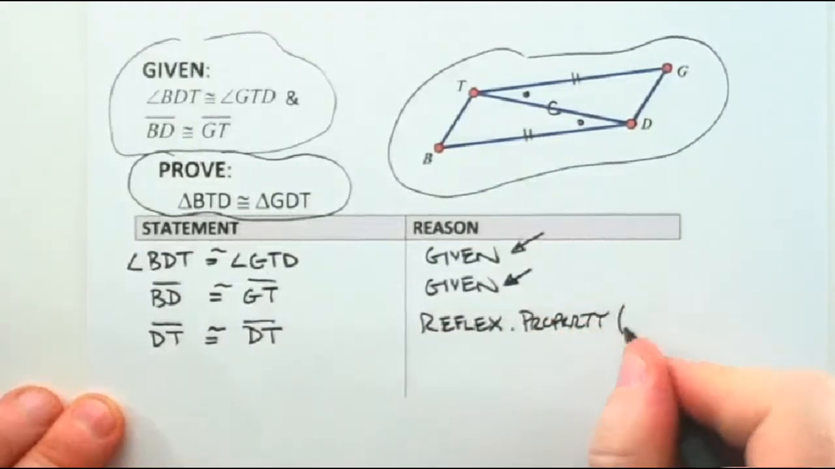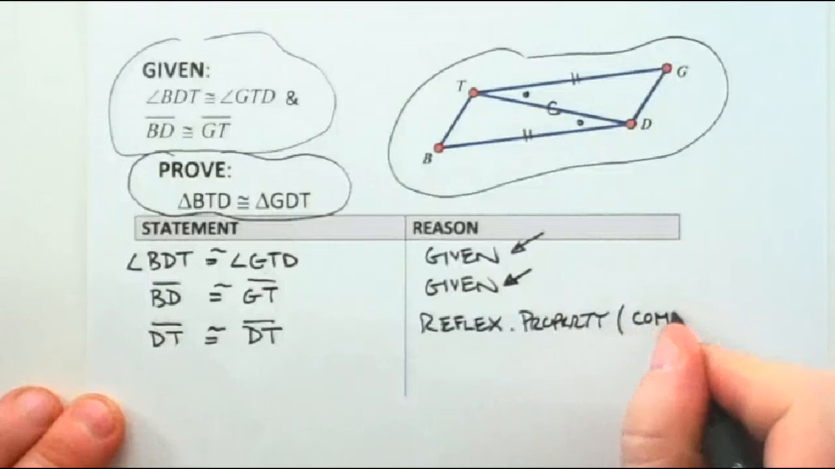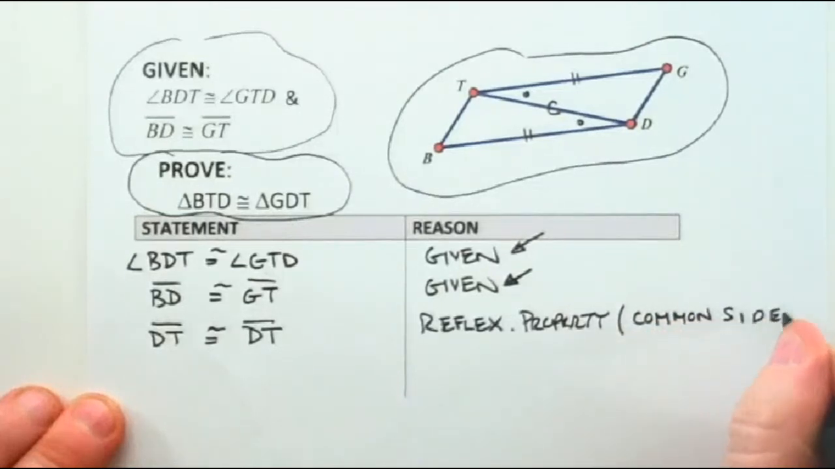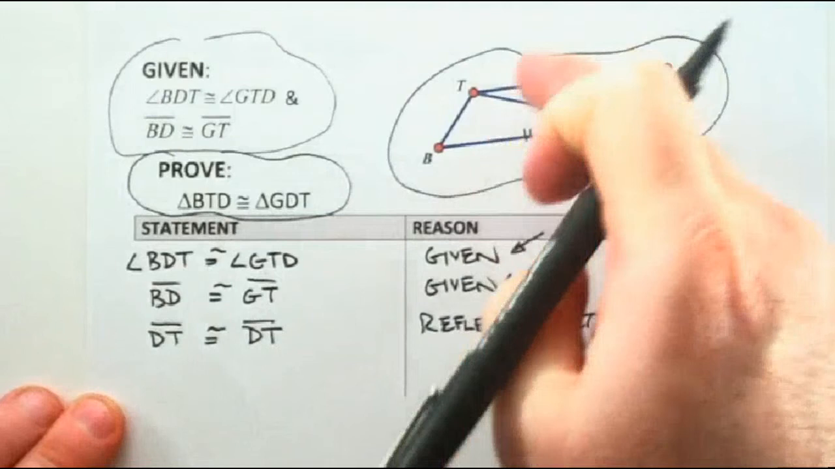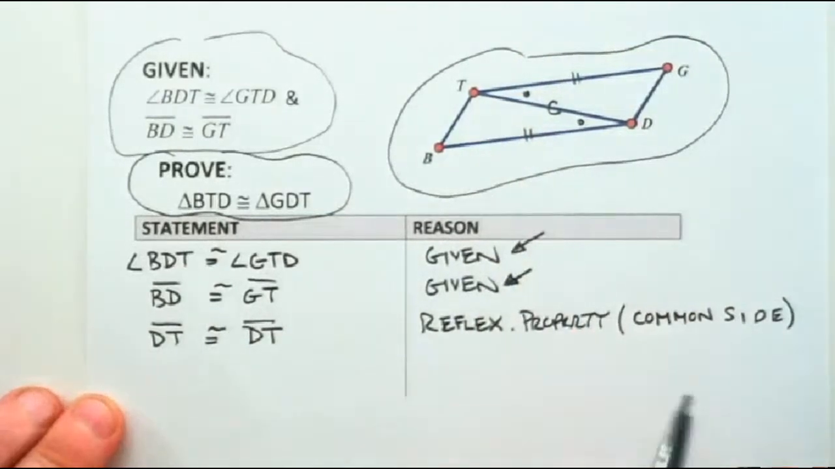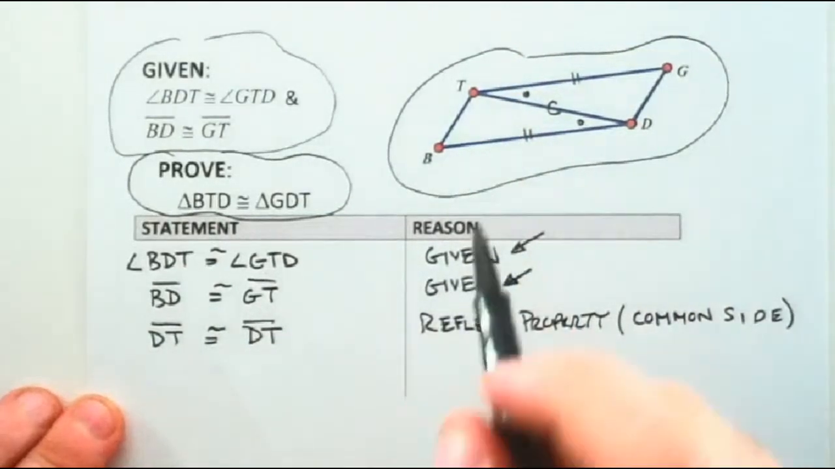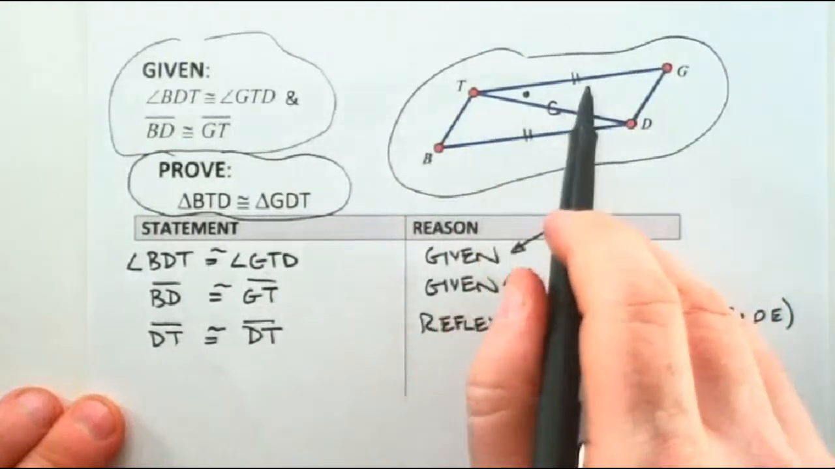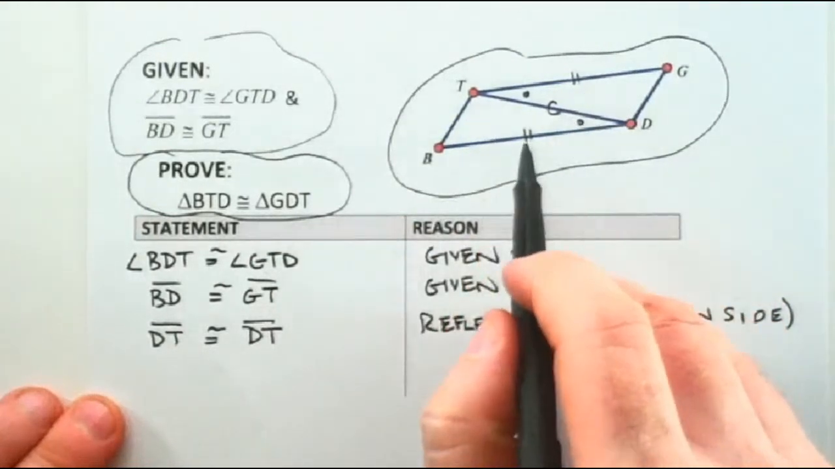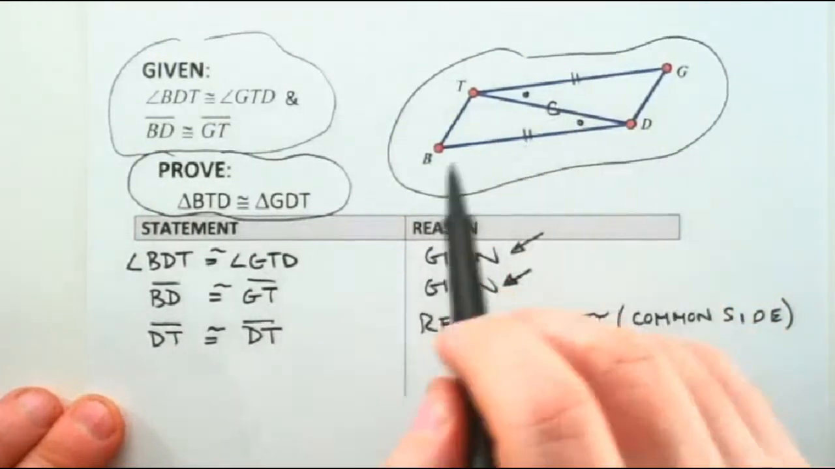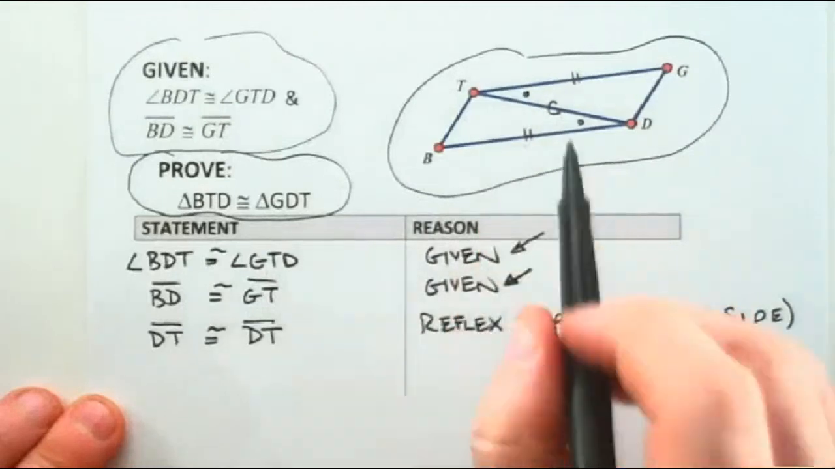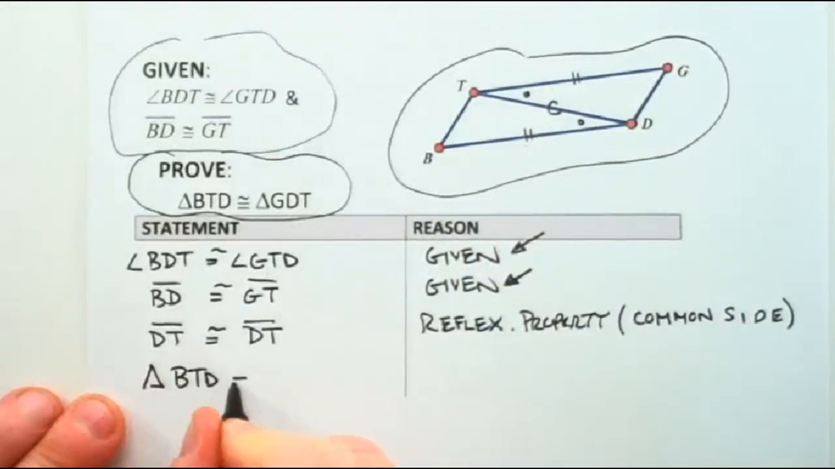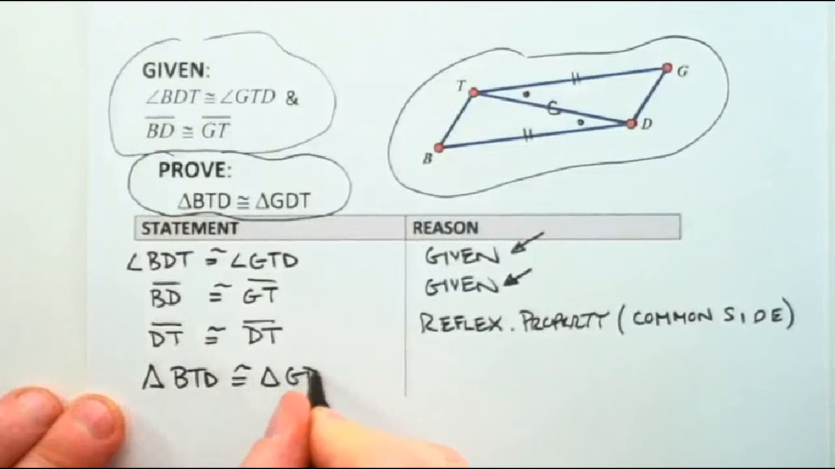Now, in a more informal way, you can just say we know that's true because it's a common side. It's common to both triangles, so it has to be congruent. Now you'll notice I have enough information to state that this triangle is congruent to that because I have a side, an angle, and a side, angle, side. So now I can say it is true that BTD is congruent to GDT.